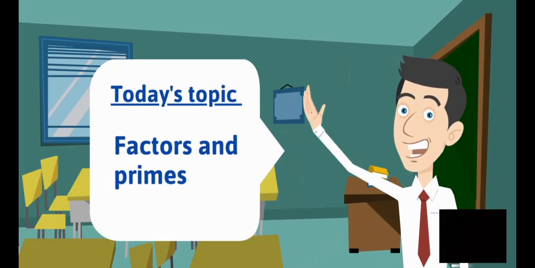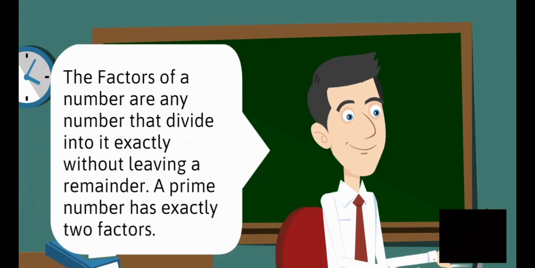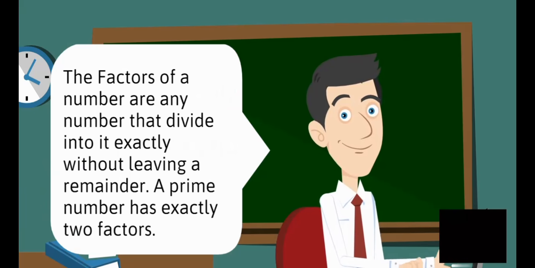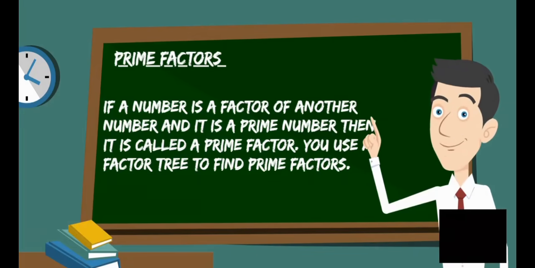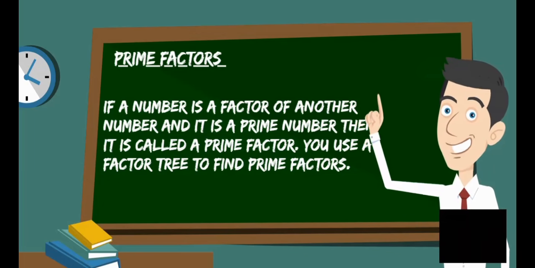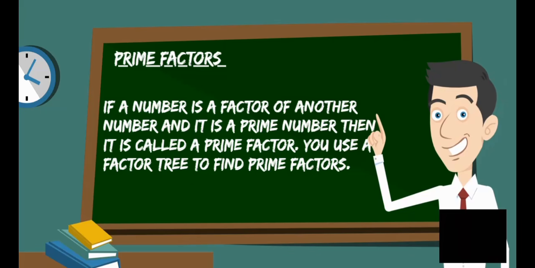Today's topic, factors and primes. The factors of a number are any number that divide into it exactly without leaving a remainder. A prime number has exactly two factors. If a number is a factor of another number and it is a prime number, then it is called a prime factor. You use a factor tree to find prime factors.